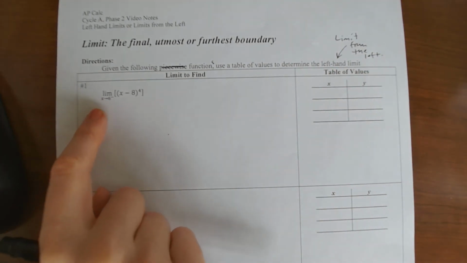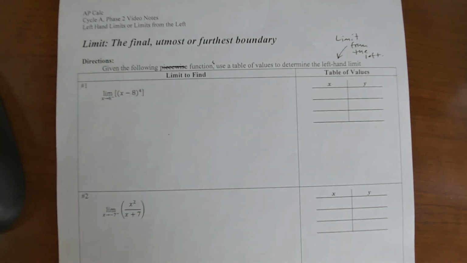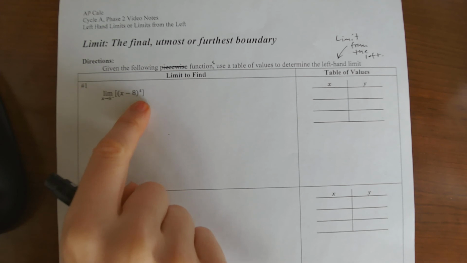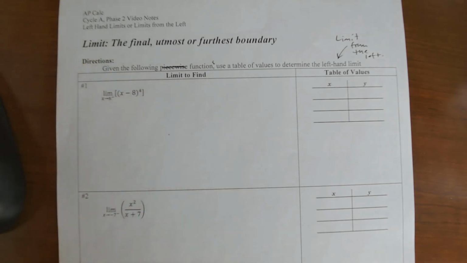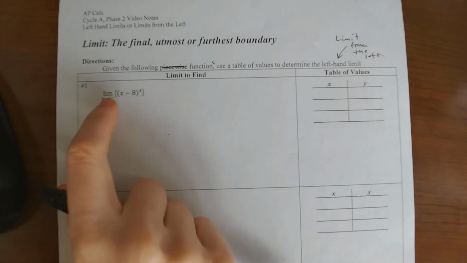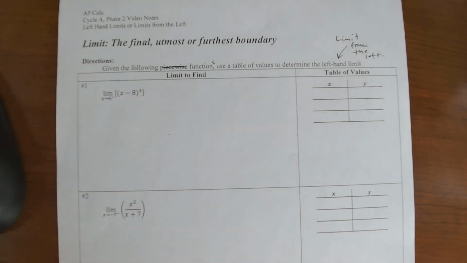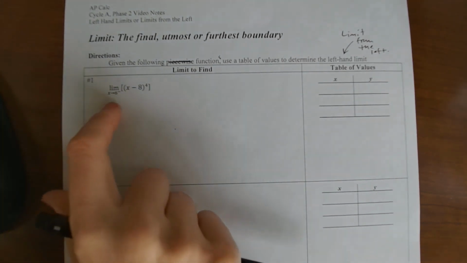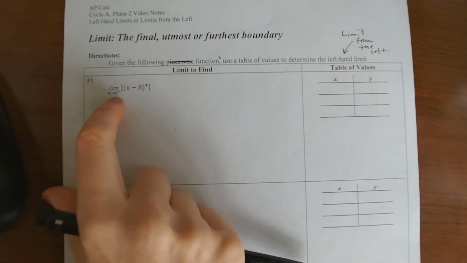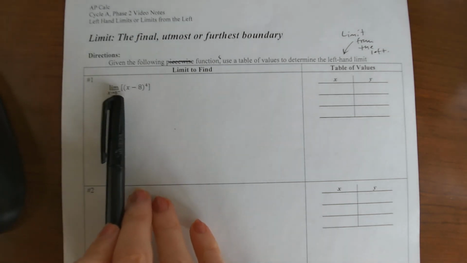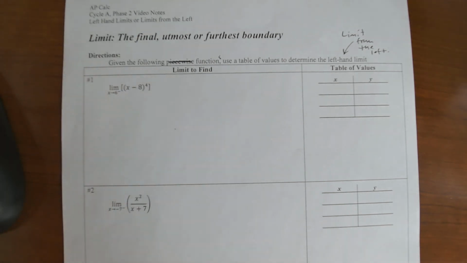You're going to see a lot of new notation this year, and this is an example of the type of notation you're going to see. The way that this is read is the limit as x approaches 6 from the left of (x minus 8) to the fourth. The arrow means approaches. So x approaches 6, and that little negative means from the left. If this little negative was positive, it would mean from the right.